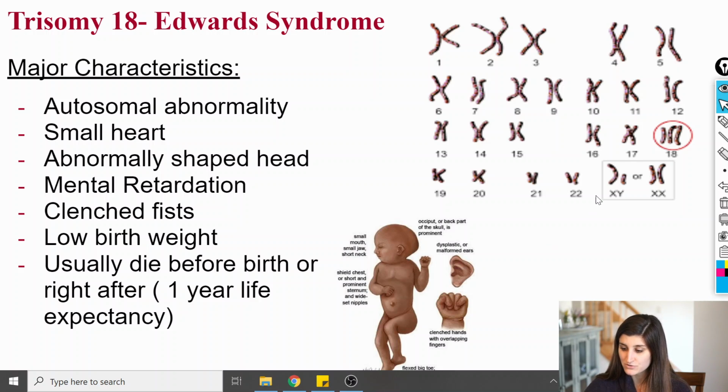With Down syndrome, that was trisomy 21. So you can see that these chromosomes are much smaller, which might be why a person with Down syndrome can live a more normal life and survive for much longer, as opposed to 18, which are huge chromosomes, and they contain a lot of information. All right, our next one.